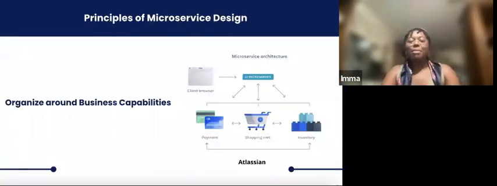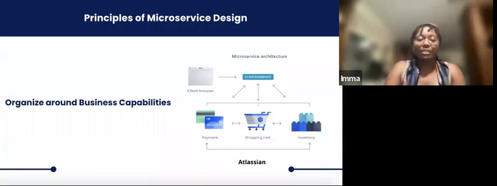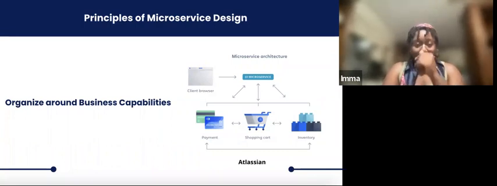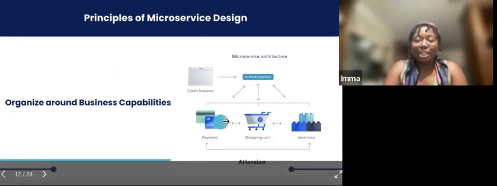Okay, number 1, we must organize around business capabilities. So services are split into individual business functionality. For example, a shipping service should be solely responsible for shipping and have nothing to do with account management operations. Each service should perform their one functionality well. So these should be entirely unique to its own functionality.